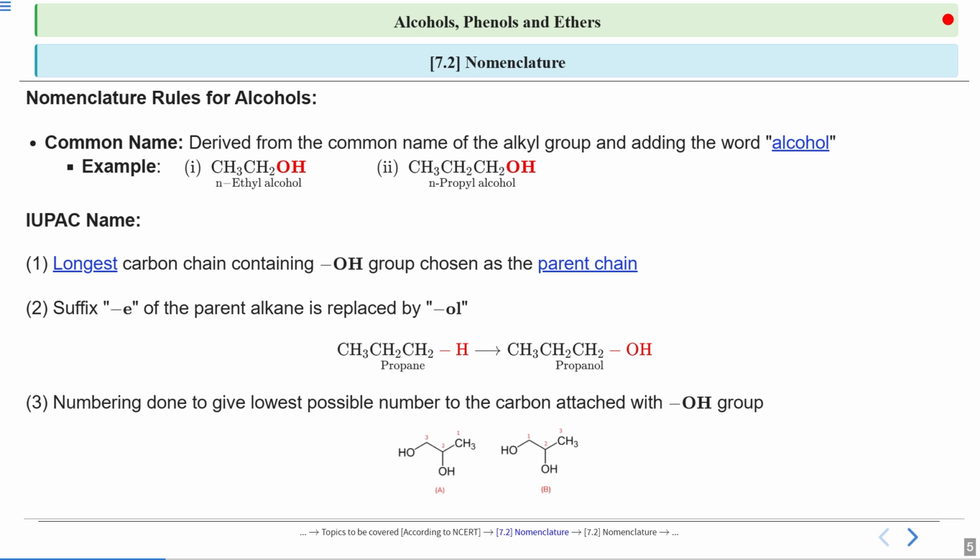You can also learn it this way: 1 plus 2 is 3 and 3 plus 2 is 5. So the sum of the numbers is 5 in structure A and 3 in structure B. So structure B gives us a smaller number, which means the numbering given in structure B is the preferable one, where the carbon attached to the OH group has the lowest possible number.